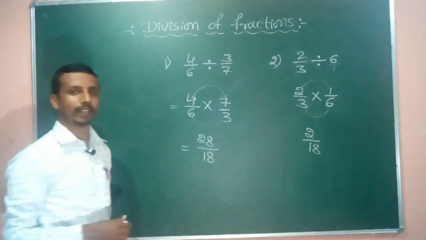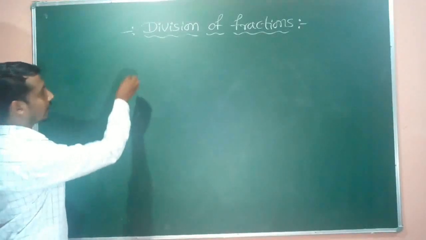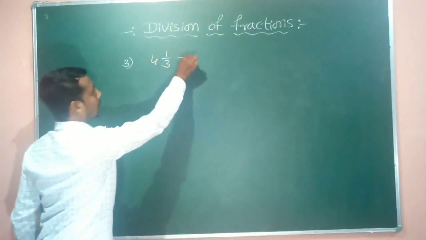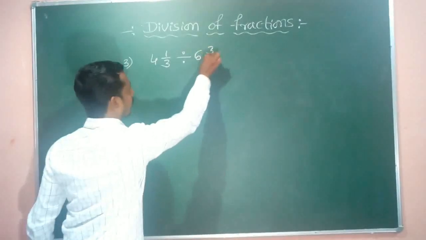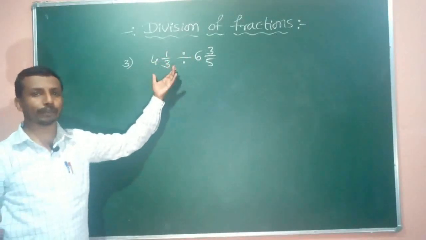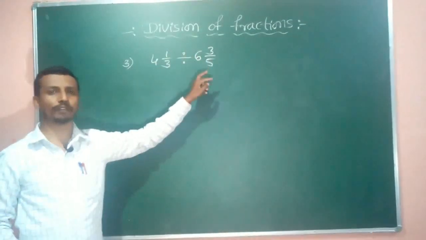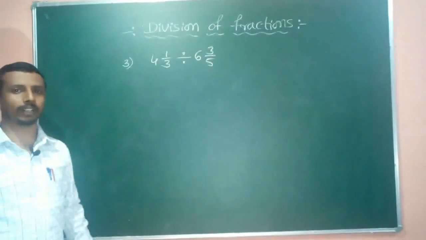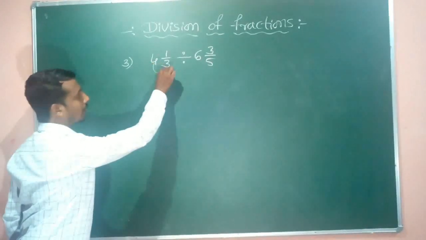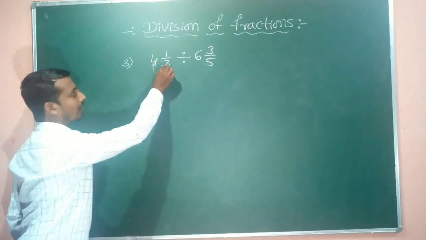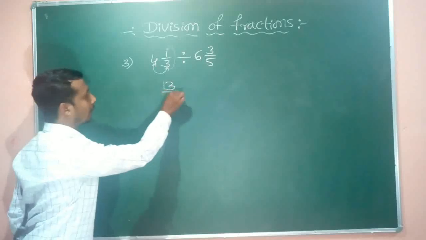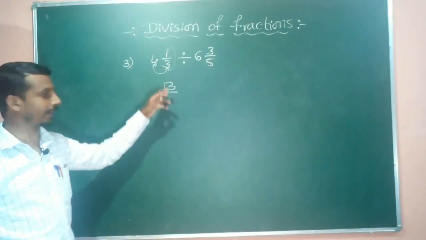Now consider another example. Next, consider the third example, that is 4 and 1 by 3 dividing by 6 and 3 by 5. Here they are given mixed fractions. First we have to convert the mixed fraction to an improper fraction. How do we convert a mixed fraction to an improper fraction? First we multiply the whole number by the denominator. 4 threes are 12. 12 plus 1 is 13. The denominator we always write as it is.